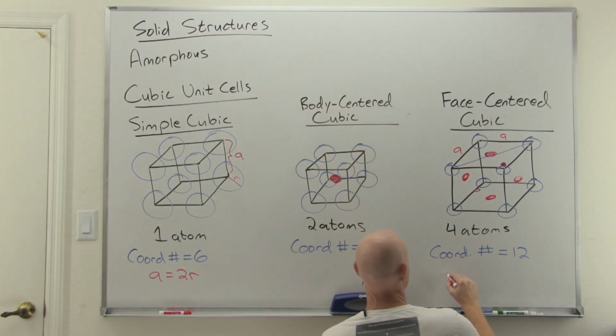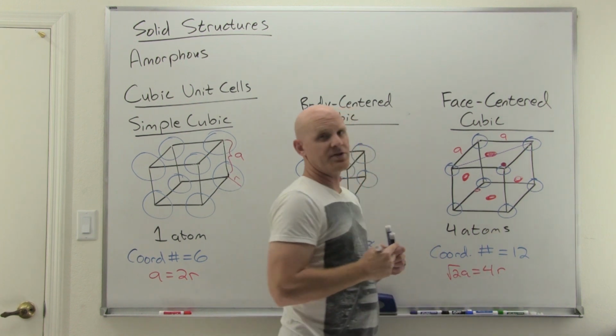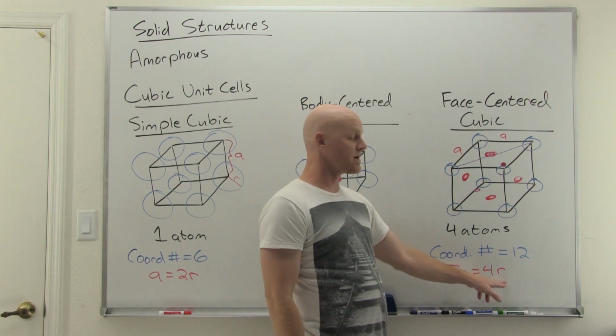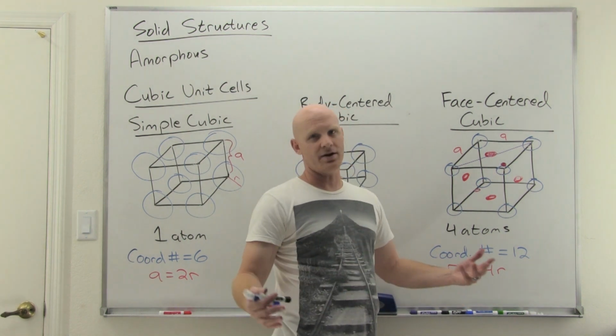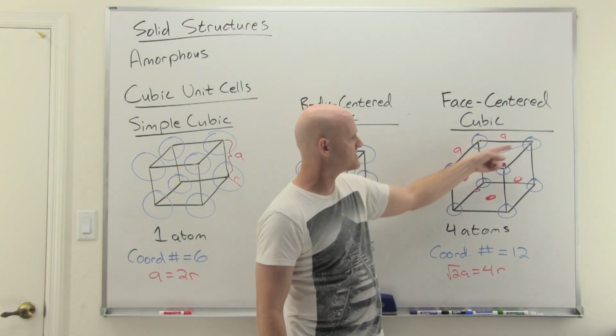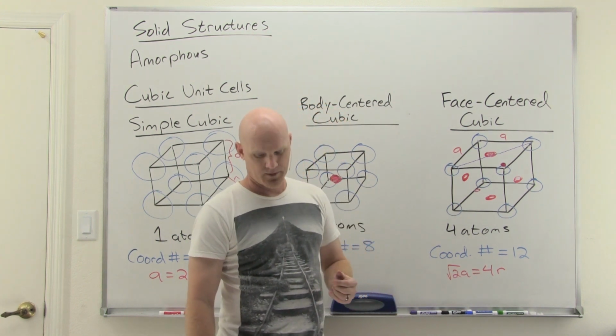And so your relationship here is going to be square root of 2A equals 4R. And whether you want to solve for A and get a relationship with R, or solve for R to get the relationship to A, it doesn't really matter. Either one's effective, but I think it's easiest just to see that that diagonal length right there, square root of 2A, is equal to 4 radiuses, and just leave it right there.